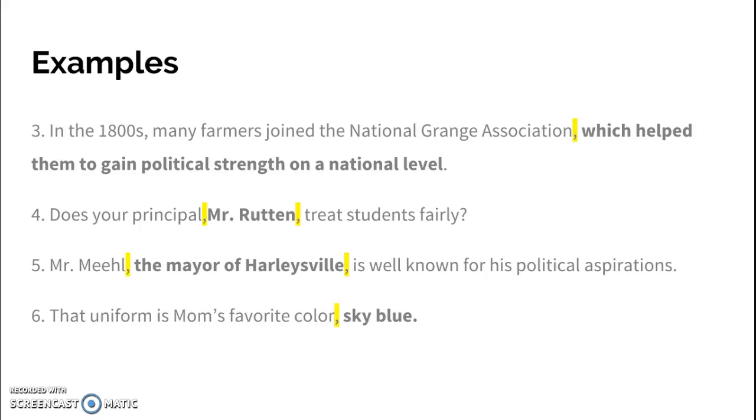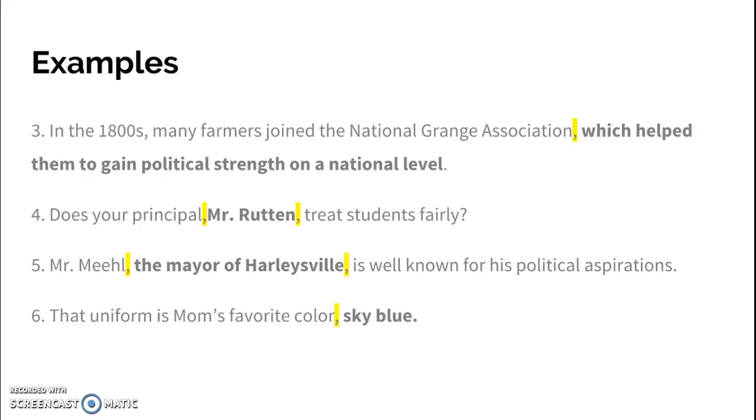the comma after association. Number 4, does your principal, Mr. Rutten, treat students fairly? Mr. Rutten is giving us the detail about the principal. The non-essential element is in the middle of the sentence, so we need a comma after principal and after Rutten.